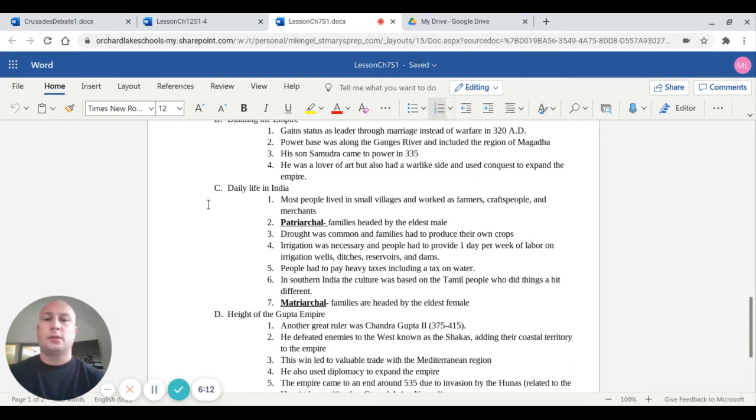Drought was common in the region, and families had to produce their own crops, so that made it really difficult. Irrigation was definitely necessary, and therefore people had to provide at least 1 day per week of labor for the government system on irrigation wells, ditches, reservoirs, and dams, all things related to water supply and irrigation. People also had to pay, on top of that work, heavy taxes, including a tax on water.